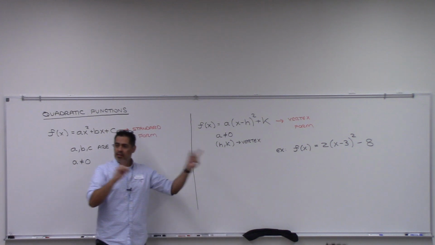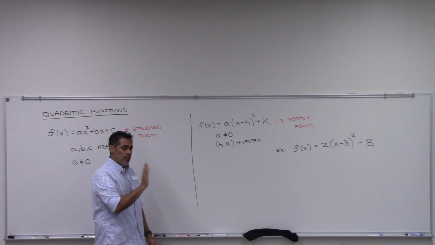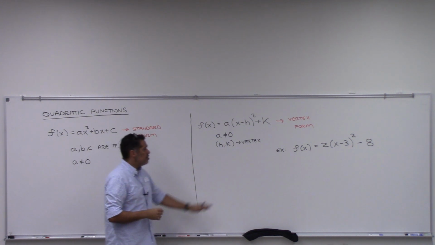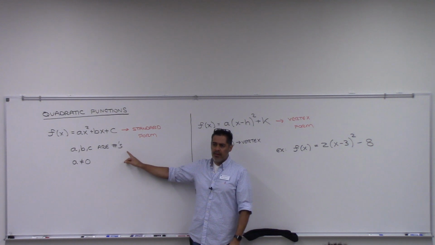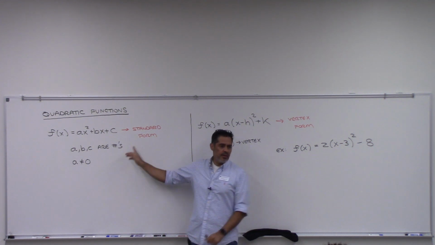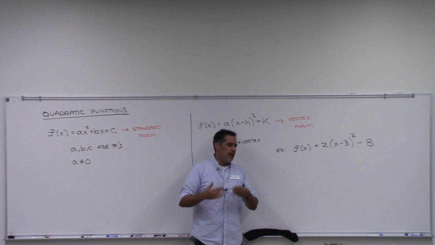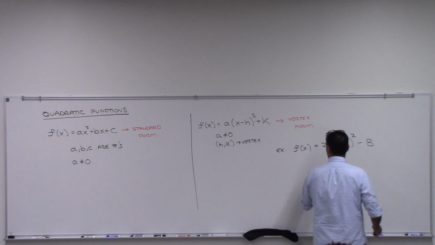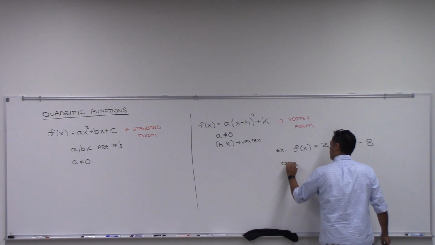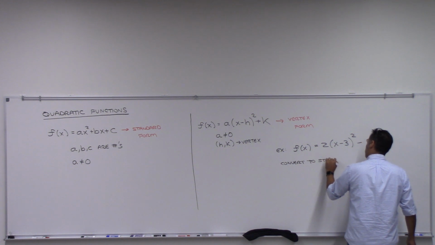Okay, see the difference between the two forms, right? Now I want to show you, real quickly before we graph this, how you can turn this into this form. How can you convert from here to here? Not that you need to do it, but I want to show you that this can be written like this. So I'm going to convert to standard form, just to show you.